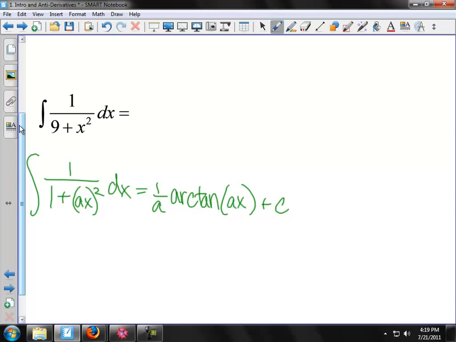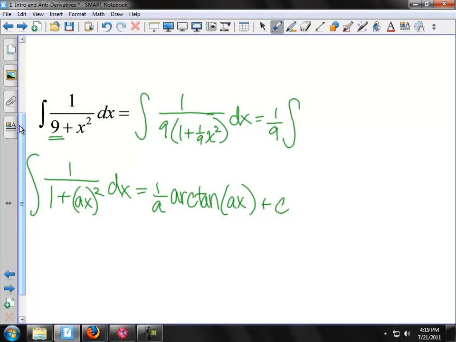So how do we rewrite 1 over 9 plus x squared to look like 1 over 1 plus ax squared? Well, we need to turn this 9 into a 1. So we're going to pull a 9 out of the bottom. We're going to get 1 over 9 times 1 plus, and that leaves us with a 1/9 x squared dx, which we can pull the 1/9 out front because it's just a constant. Then we're going to have 1 over 1 plus, and now we needed ax, the whole thing squared. So how can we rewrite 1/9 x squared? We can write it as 1/3 x, the whole thing squared, dx.